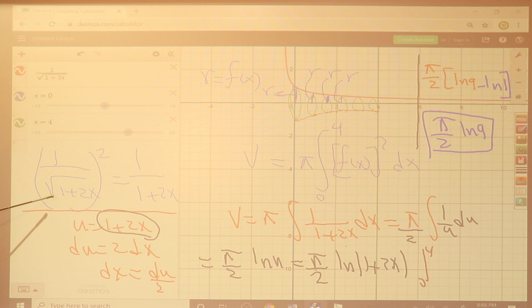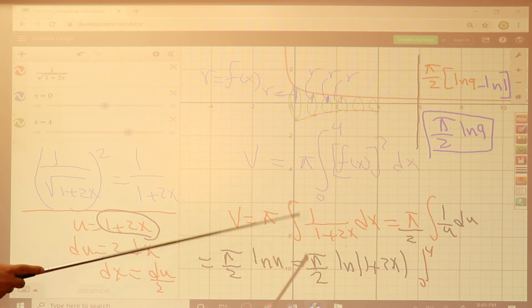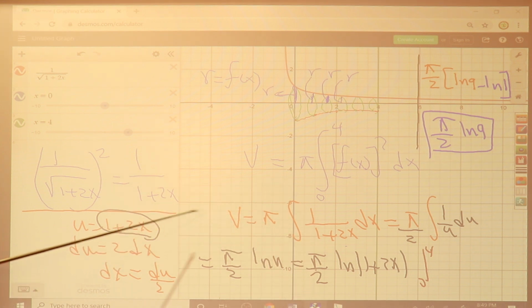And the square of 1 over the square root of 1 plus 2x is 1 over 1 plus 2x, since when you square the square root it becomes 1 plus 2x. Let u equal 1 plus 2x, du equals 2 dx, dx equals du over 2. Here we have the function. We need to integrate it with this substitution.